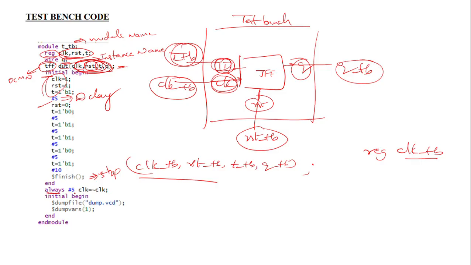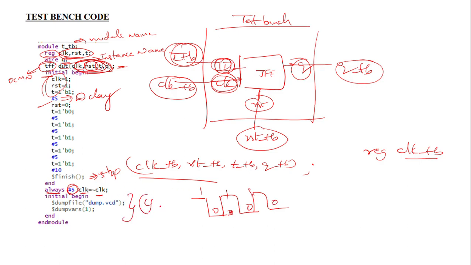Always means every time. For how much time? For every 5 nanoseconds your clock is going to toggle. So initially you give clock equal to 1, and for every 5 nanoseconds it is going to toggle like this: 1 0 1 0, 1 0 1 0.